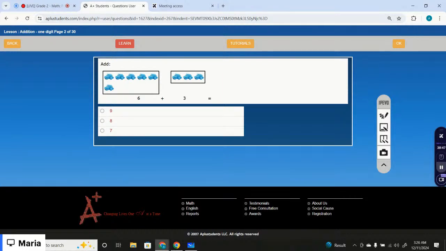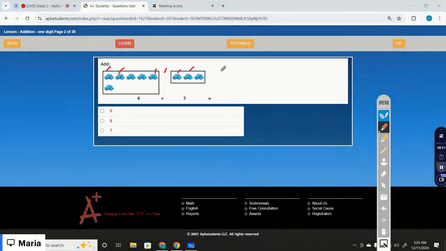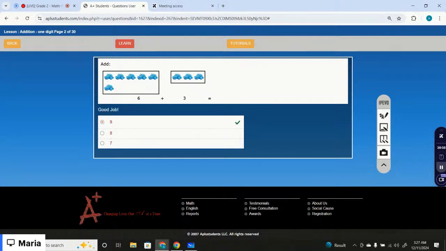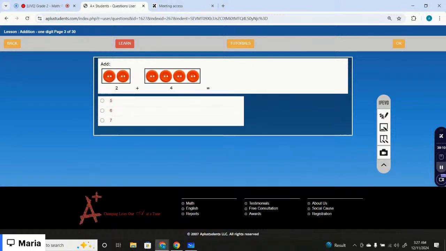The correct option is, you need to count them all together. So let's just count. 1, 2, 3, 4, 5, 6, 7, 8, 9. So the correct option is 9. 6 plus 3 is 9. Option number 1 is the correct option. Add 2 plus 4, which is the correct option.